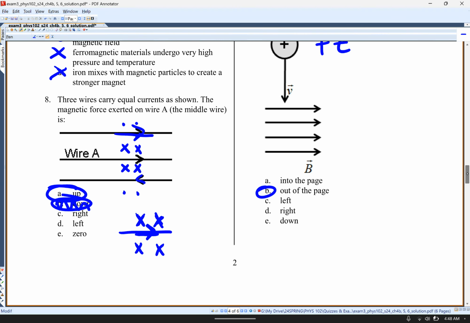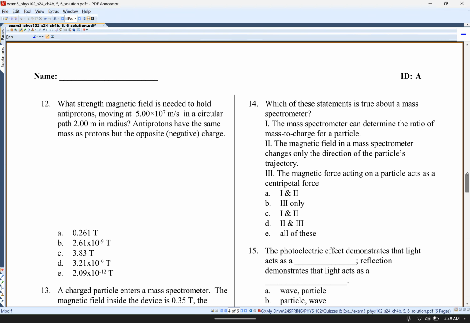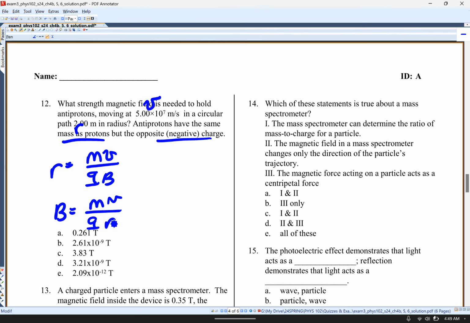All right, what strength magnetic field is needed to hold antiprotons moving at a speed of 5 times 10 to the 7th in a circular path that's 2 meters in radius? They have the same mass as protons, but an opposite negative charge. Okay, so this is a cyclotron. If you look at my cyclotron equation, if you recall that, it was R equals mv over qB. And I'm looking for B. So let's solve this for B. That's mv over qR. I think that's all I need.